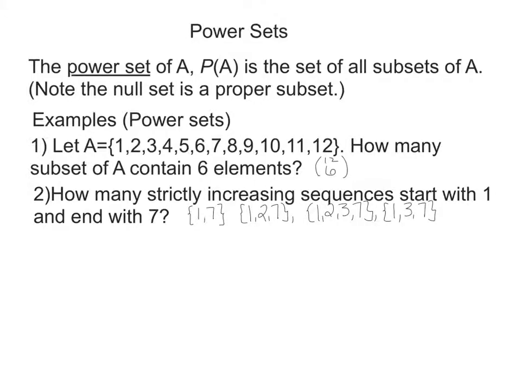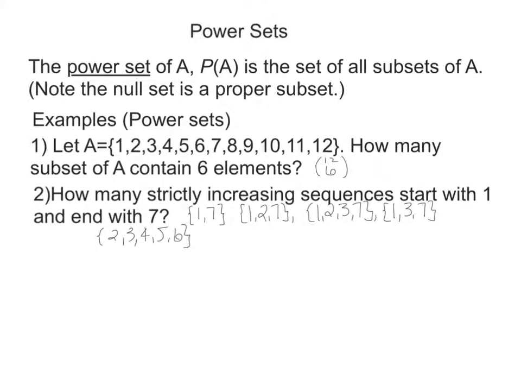But the important thing is we always have the 1, we always have the 7, and besides that, we are choosing numbers from the set 2, 3, 4, 5, and 6. Now in this case, the order is important, it's strictly increasing, but actually it's not that important because once you choose the numbers, there's only one way of putting them in increasing order.